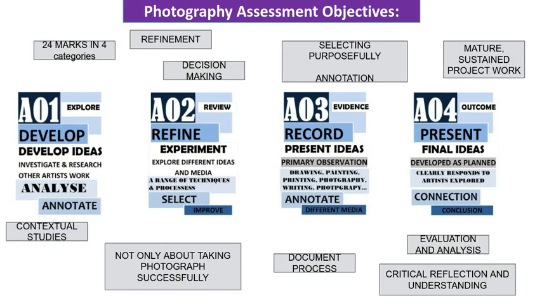These are our assessment objectives in photography. They are exactly the same as the ones in art. AO1 is develop, AO2 is refine, AO3 is record, and AO4 is present. Each of these 4 categories is worth 24 marks, and they are about contextual studies in AO1. It's about decision making and taking successful photographs in AO2, and it's about the refinement process of those photographs.